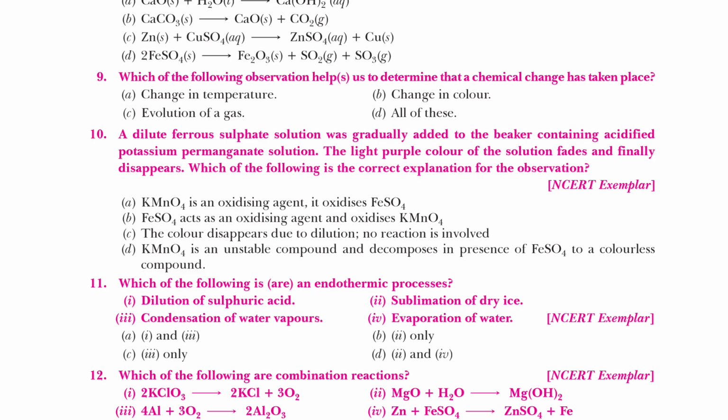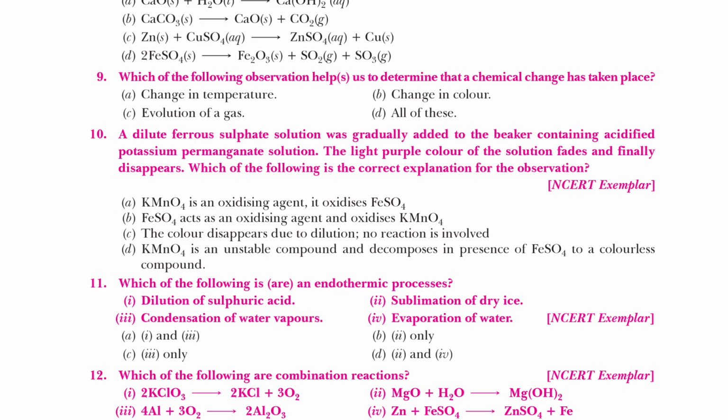Question number 10. Ferrous sulfate reacts with acidified potassium permanganate. Potassium permanganate is a strong oxidizing agent. So students, option A is correct. It oxidizes the FeSO4.